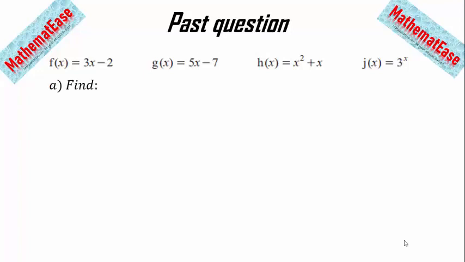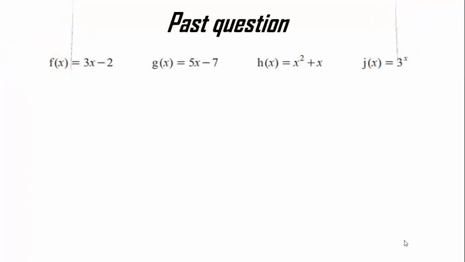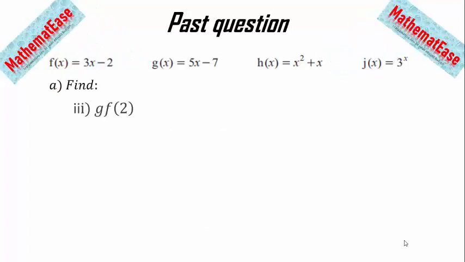The first part of the question, I want to find f of 2. F of x is equal to 3x minus 2. So f of 2 will give us 3 multiplied by 2 minus 2, which is equal to 4. The next one, g of 2. G of x is equal to 5x minus 7. So that will be 5 times 2 minus 7, which is equal to 3. More on that in the questions.